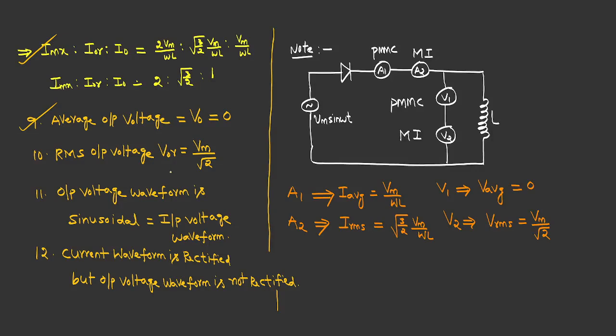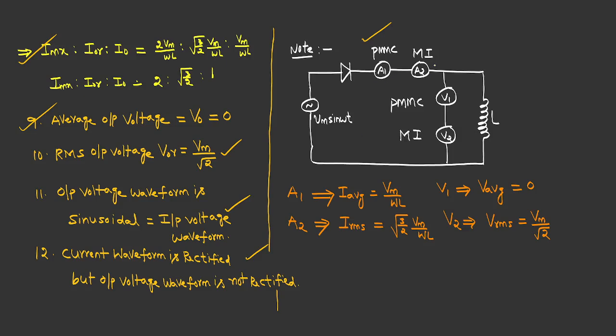For purely inductive load, the average output voltage is 0. What is the RMS output voltage? That is Vm by root 2. The output waveform is sinusoidal. The current waveform is rectified, but the voltage waveform is not rectified. That you see. Then this is the question on a combination of measurements and power.